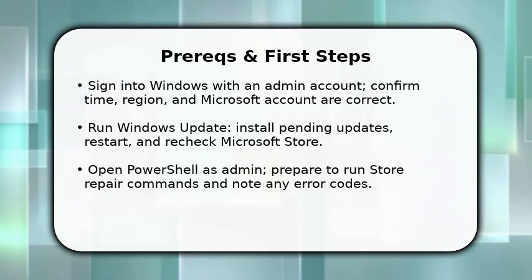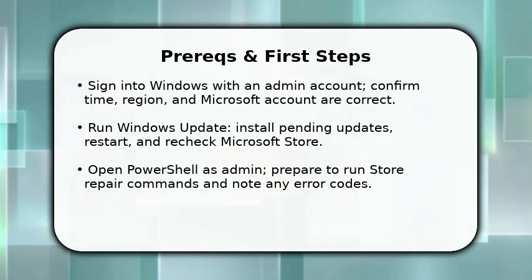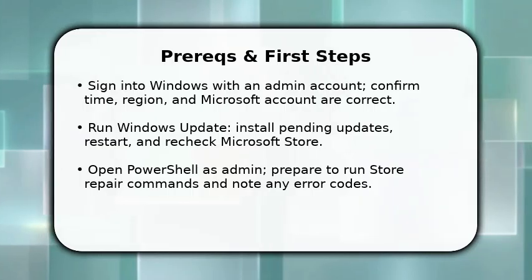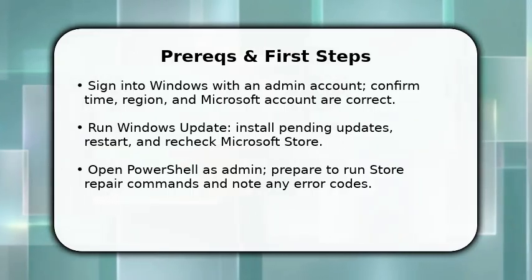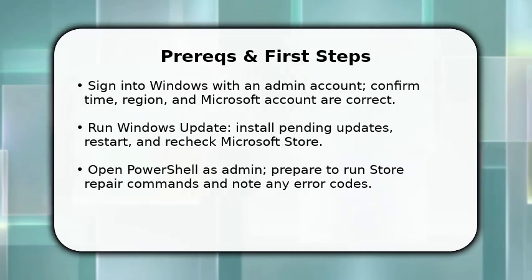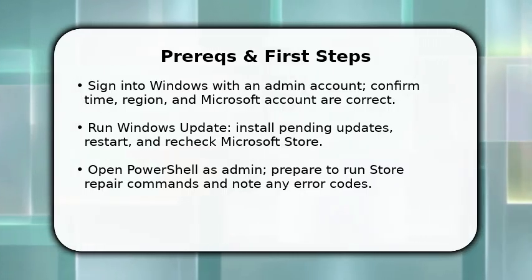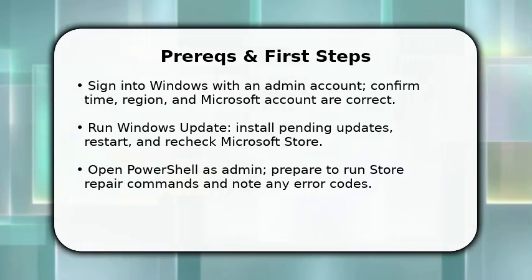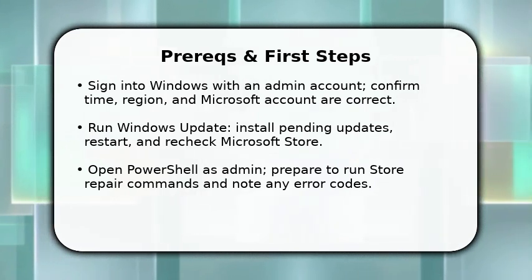Next, run Windows Update and install all pending patches, then restart. While Windows reboots, plan to open PowerShell as admin to run repair commands. This lets you reset caches and re-register apps. Make sure to note any error codes you see for later troubleshooting.